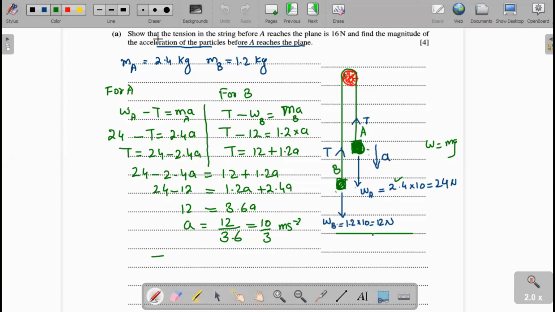Now we have to find the tension in the string. We substitute the value in this equation, that is T equal to 24 minus 2.4 into a, which is 10 over 3. We get 24 minus 0.8 into 10, that is equal to 24 minus 8, that is equal to 16 Newton. We have shown that the tension in the string before A reaches the plane is 16 Newton. Therefore, 16 Newton is the answer.